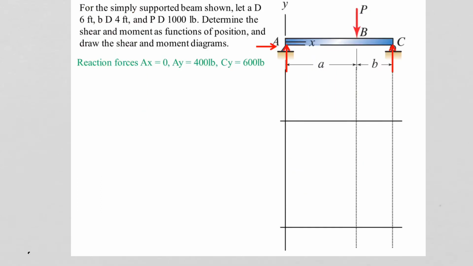Okay, so here's an example that I want to run through here, and then I have additional examples for you to look at. With this example, we're looking at a simply supported beam with a pin at A and a roller at C. We know how to solve for those reactions real easily. I'm just giving them to you right here. We aren't going to go through all of that.